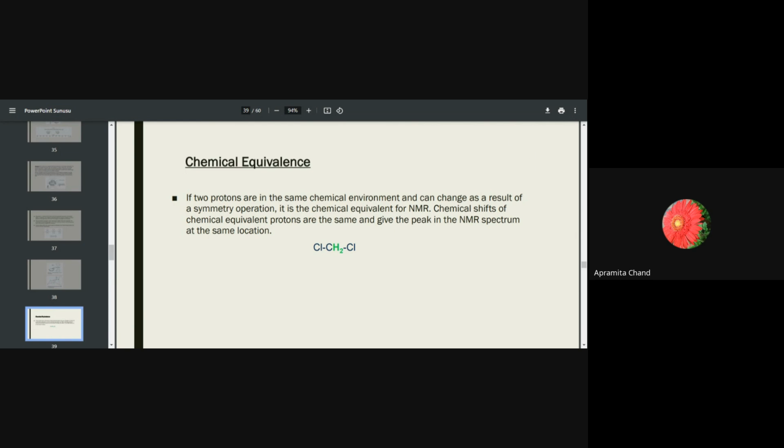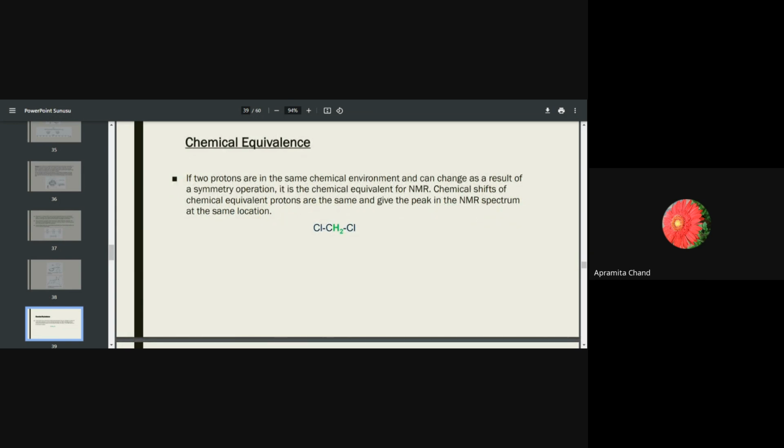Now, see this particular portion, CH2Cl2. Now, these two protons, what is their immediate environment? The two chlorine atoms are there. Both of them are attached to the same carbon, so they will give the peak in the same location. They will not shift. For example, if I label these as HA and HB, they will come to resonance at the same position because their chemical environment is the same.